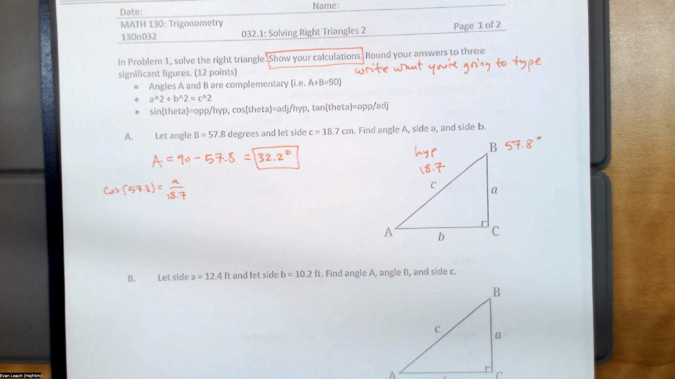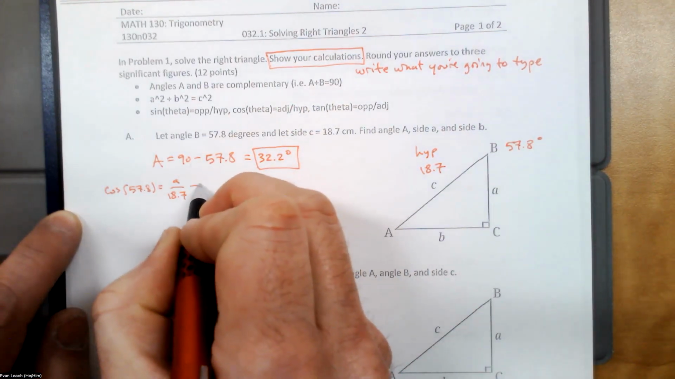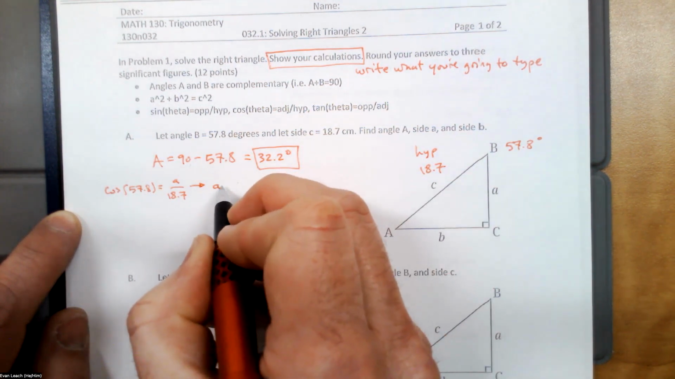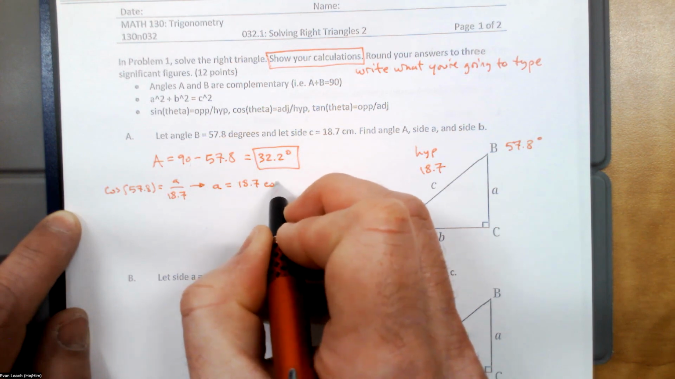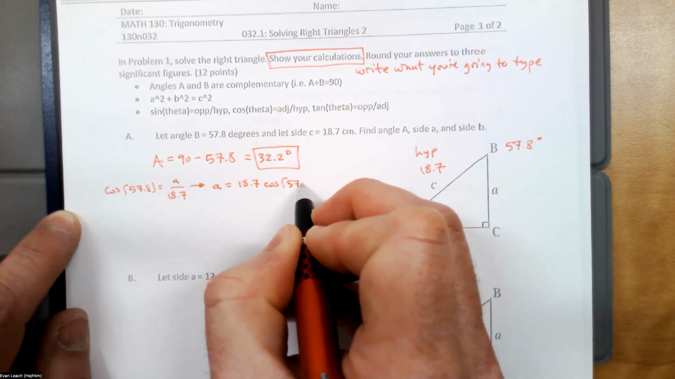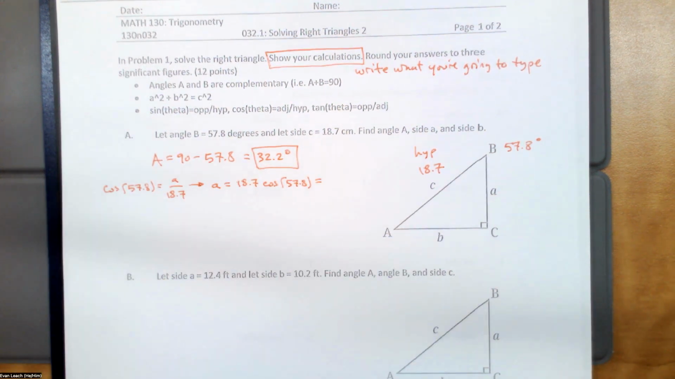So we want to solve for A. We want 18.7 times cosine of 57.8. A is being divided by 18.7, so we could think multiply both sides by 18.7. In between equations, it's best to write an arrow, not another equal sign. So this is what I'm going to be taking to my calculator.